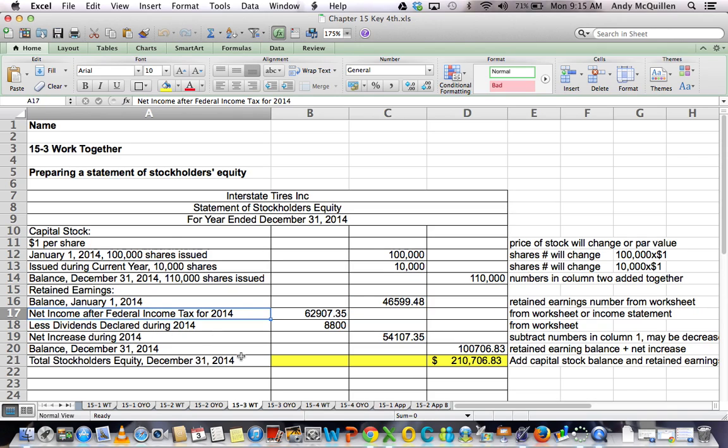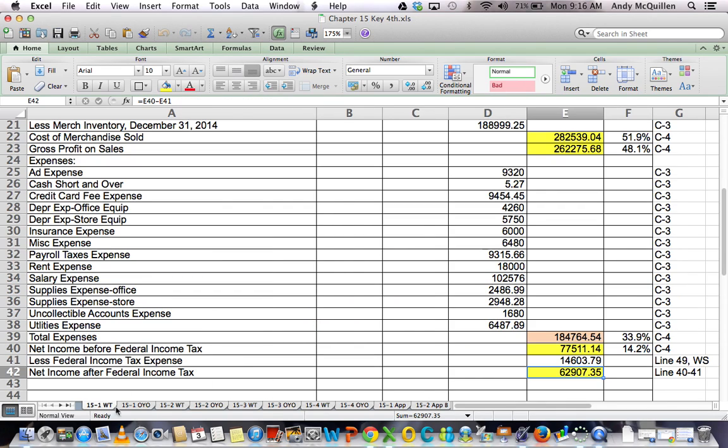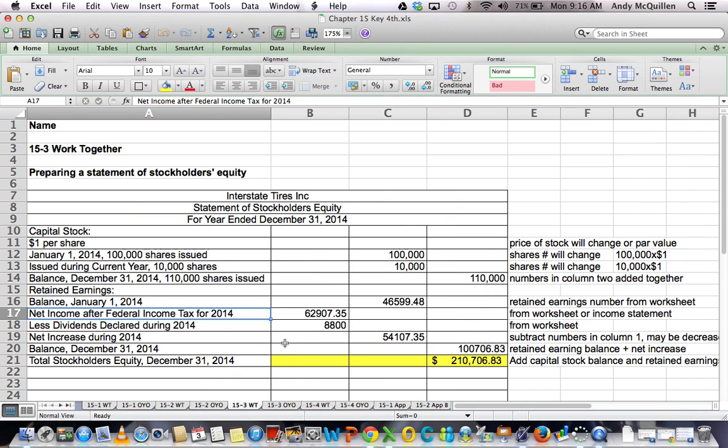Underneath that is the net income after federal income tax for 2014. You can either get that off the worksheet, or you can go back to 15.1, and it's $62,907.35. That goes in column 1. Less the dividends declared during 2014. That also goes in column 1, and that's $8,800.